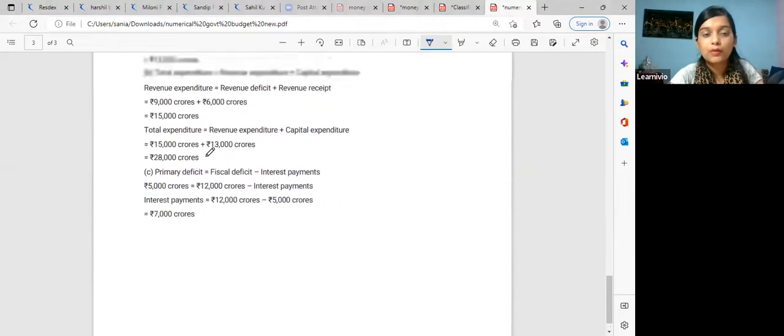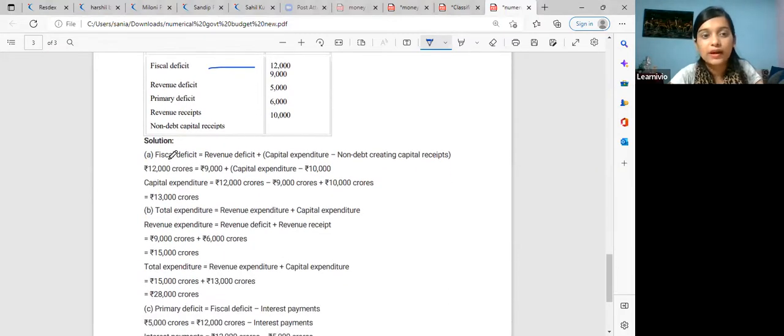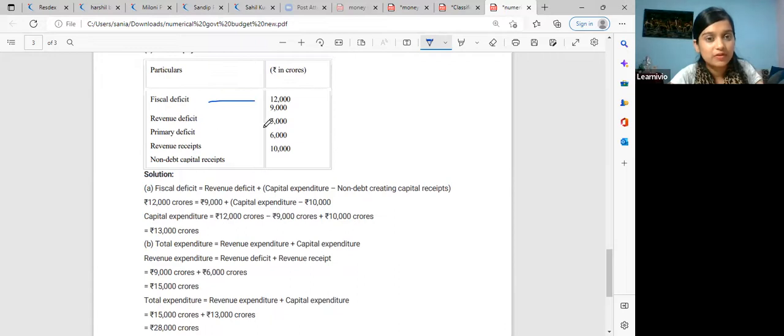Entries are already given here, like this is for the first, this is for the second, just manage it. First we'll find the fiscal deficit. You know, fiscal deficit is revenue deficit plus capital deficit. Revenue deficit is already given over here, directly. This is 9,000 crores. And capital deficit is capital expenditure minus non-debt creating capital receipts. You are excluding them, so you are subtracting it.